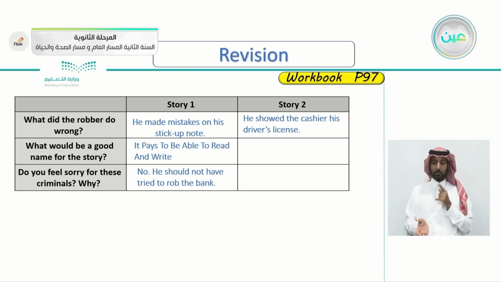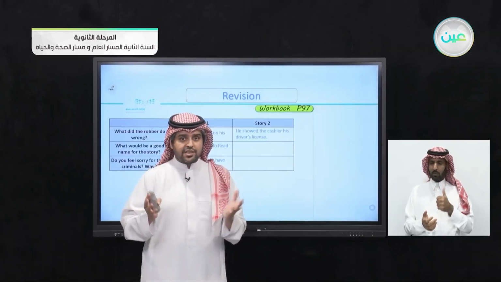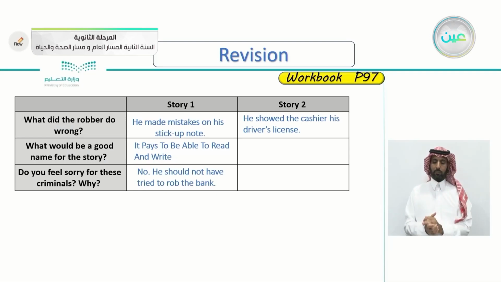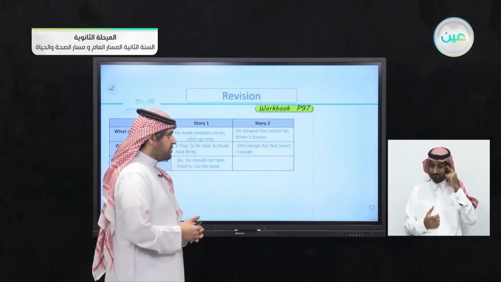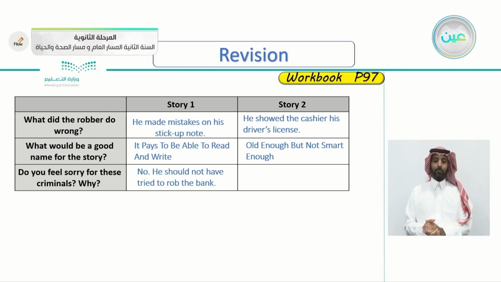What would be a good name for the story, the one with the license and the money and the cigarettes? I came up with Old Enough, but Not Smart Enough, because he wanted to show the license to prove that he's over 21, that he's old enough to smoke cigarettes, but of course he's not smart enough. So this would be a good title. Of course, you can come up with your own idea.